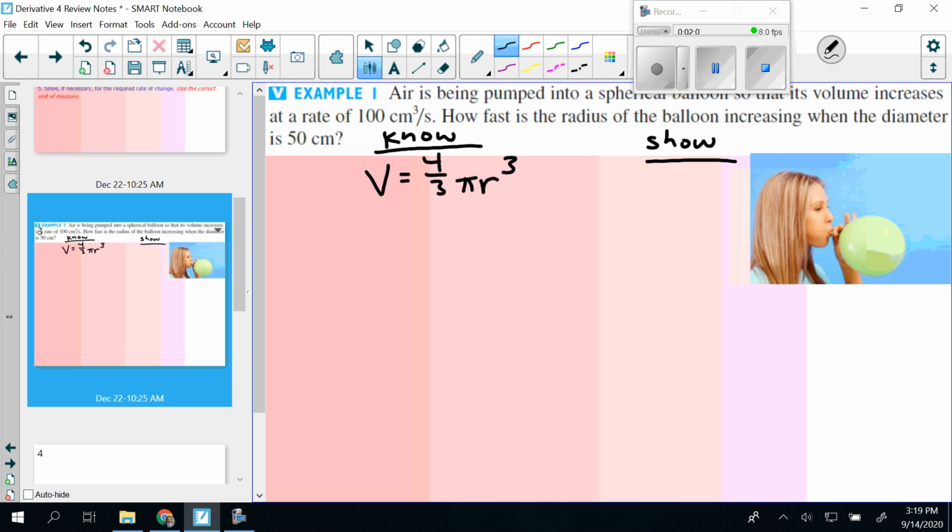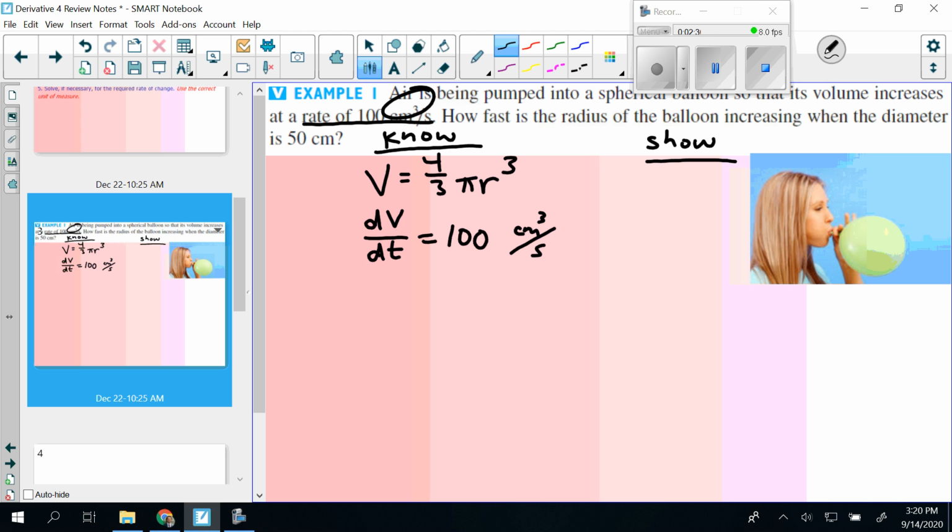So other than this volume equation, what else do we know? We know that the volume increases at a rate of 100 cubic centimeters per second. That's a rate, and it's a rate of volume because we have cubic centimeters here. And so that's dV, the change in volume, with respect to time, and that would equal 100. We'll throw units on there for now.